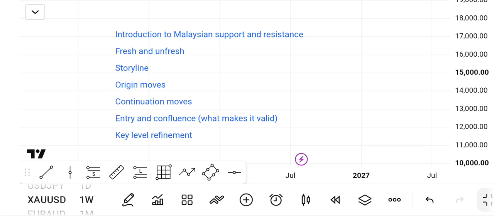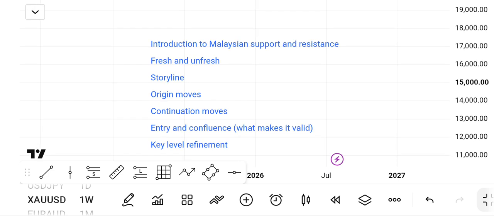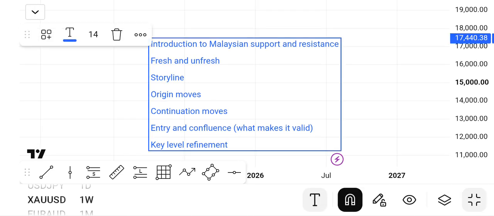And this is the list of what we are going to be talking about. We're going to be going over the introduction to Malaysian SNR. We're going to be talking about fresh and unfresh key levels, storyline, meaning how to create your bias, origin moves, continuation moves, entry and confluences, like what makes it valid, and then key level refinement.